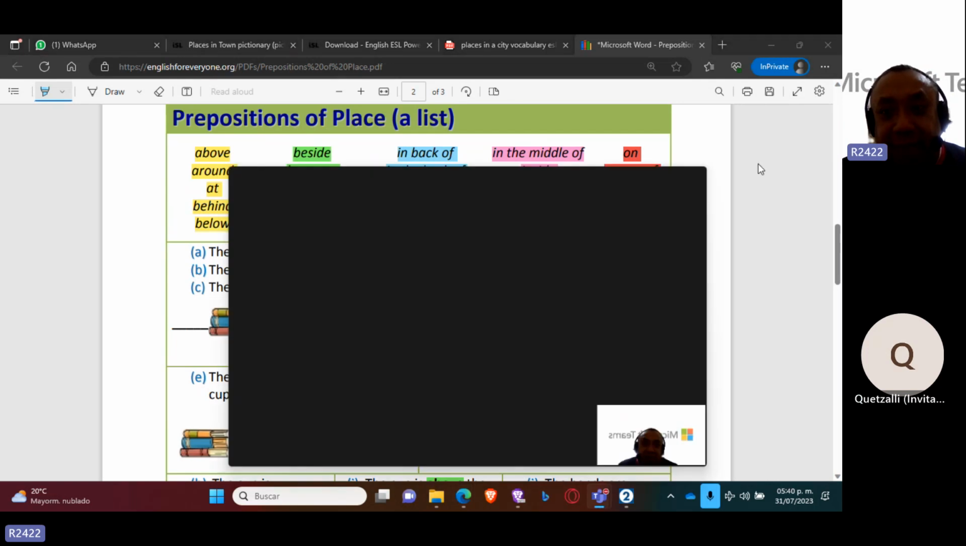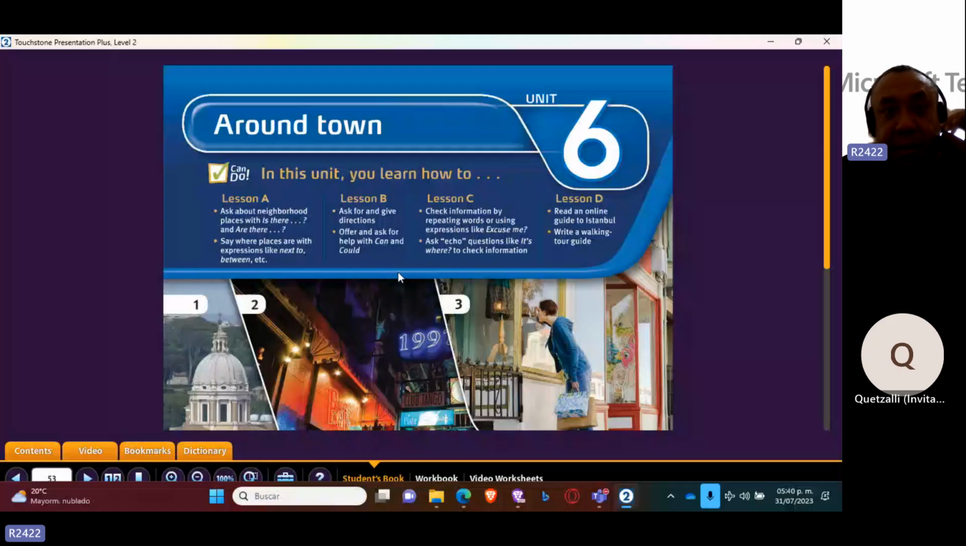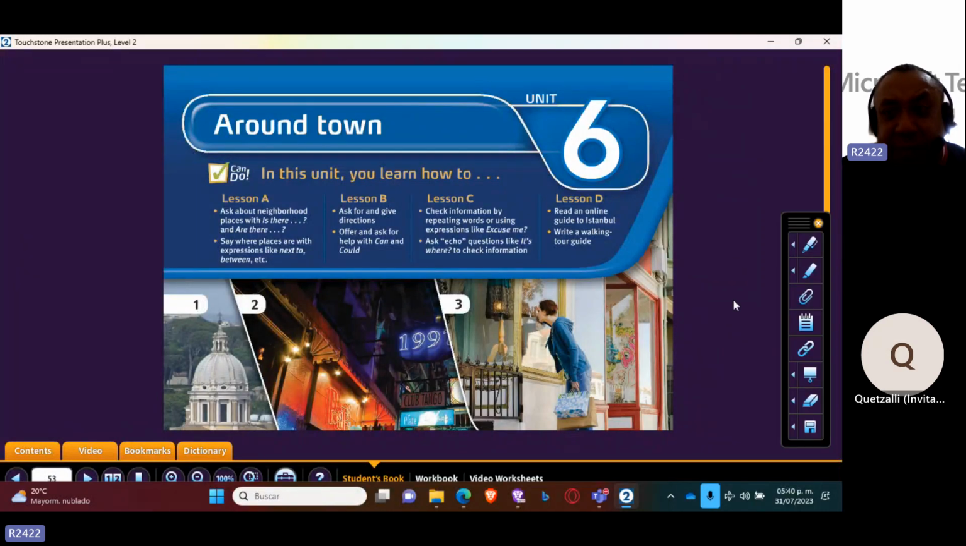So let's go to the book, okay? Here is unit 6. The name is Around Town. How do you say this in Spanish? Around Town. Alrededor de la ciudad. Exactamente, alrededor de la ciudad o alrededor del pueblo, okay? Very good.